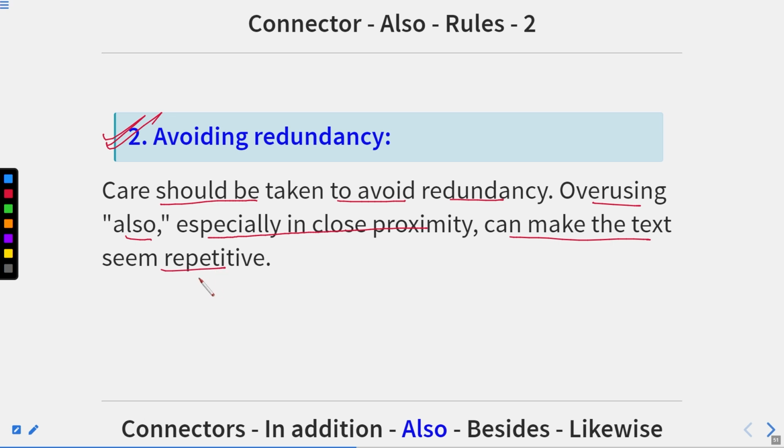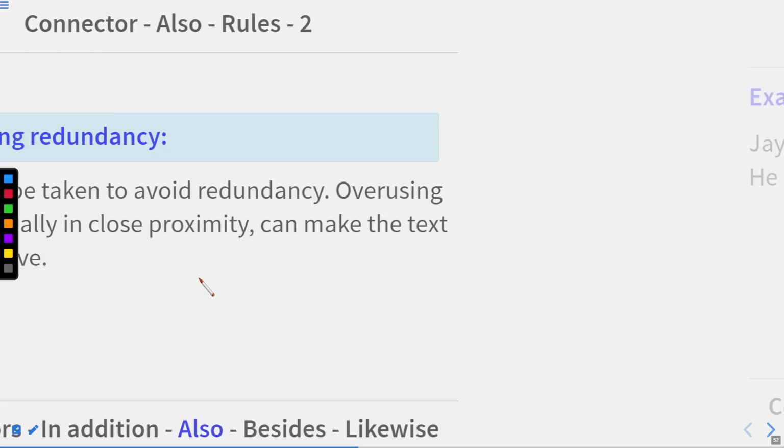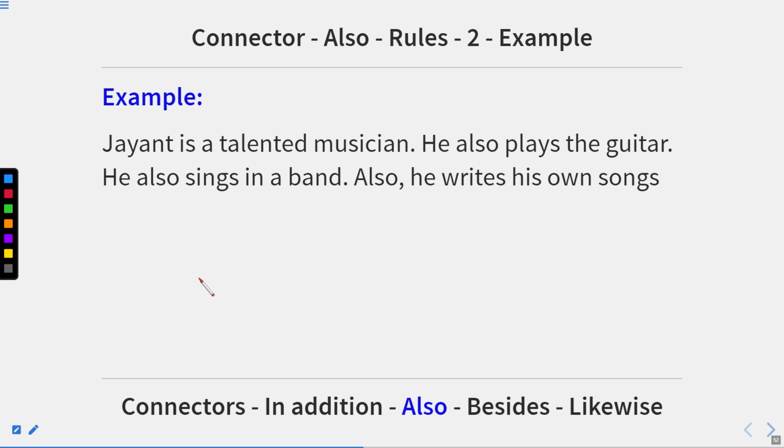It means if we have a sentence, or we have several points that are added, and we are using also many times, it will make the sentence unclear or boring. It is not the proper structure to use also many times in a single sentence. For example, Jayant is a talented musician. Now you can see the sentence. Jayant is a talented musician. He also plays the guitar. He also sings in a band. Also, he writes his own songs.